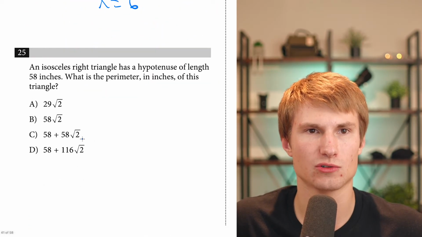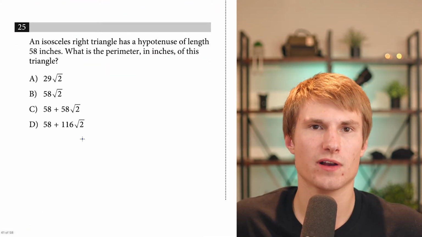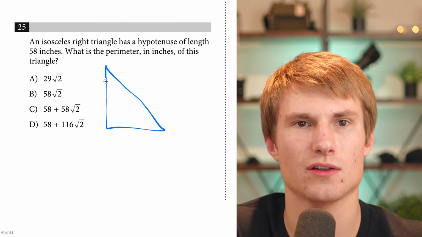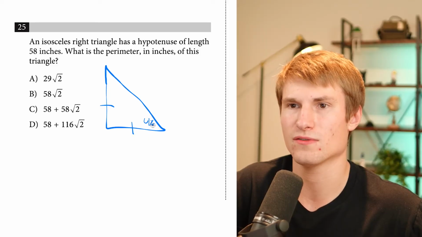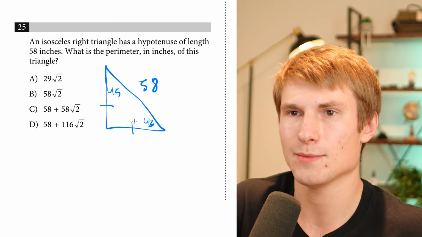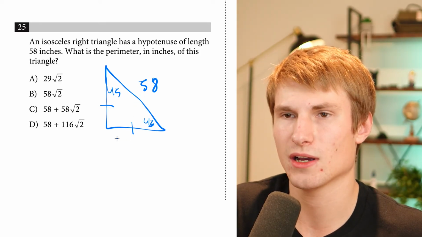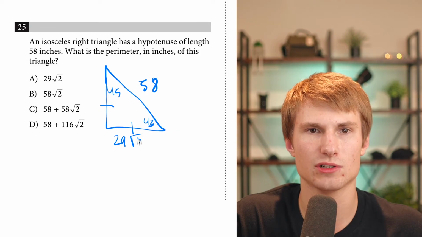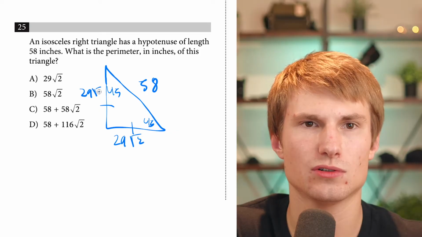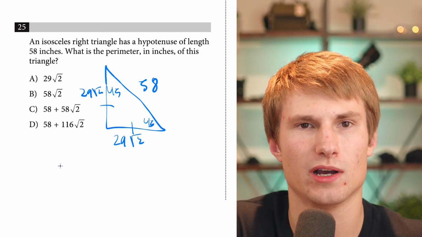From here we can move on to question number 25. An isosceles right triangle has a hypotenuse of length 58. I'll quickly draw this. An isosceles right triangle is a 45, 45, 90 triangle. We have a hypotenuse of 58. We can divide by root 2 to get the value of our side length. Dividing by root 2 would give us 29 root 2 and 29 root 2. From here, we need to get the value of the perimeter. So we go ahead and sum all of this together.